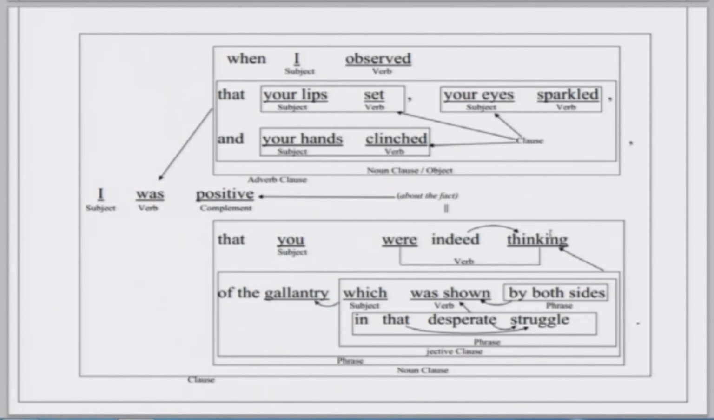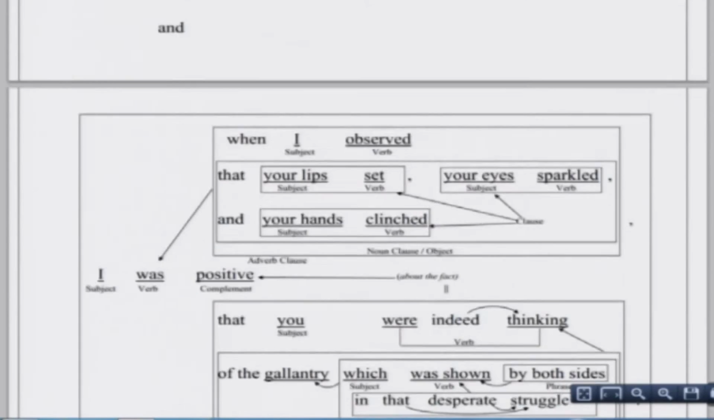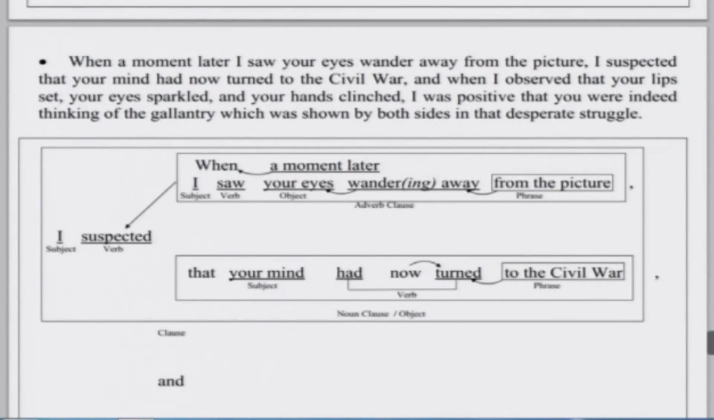Thinking of what? Qualified by this. Of the gallantry. Which gallantry? Adjective clause. Which was shown. Okay. Shown by both sides in that desperate struggle. Okay. So, meaning step by step, in broken down format becomes clear. Okay. Do you know how many clauses are there in this? Do not count phrases, just count clauses. I am sure it is more than 10.